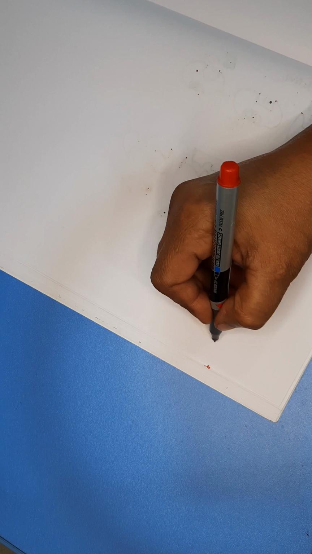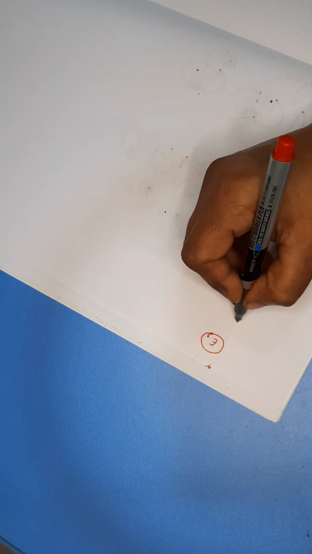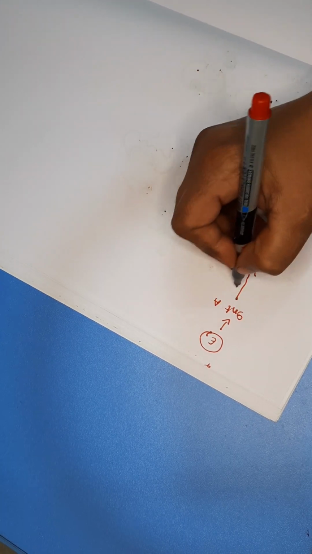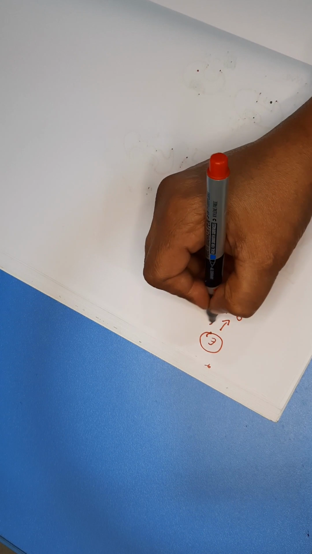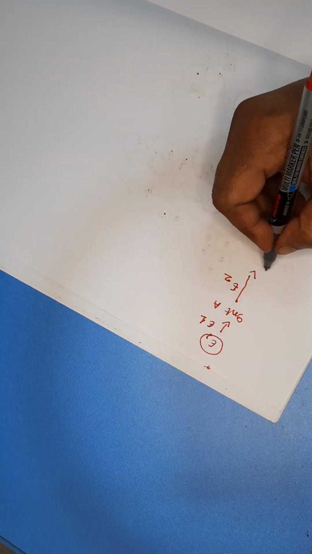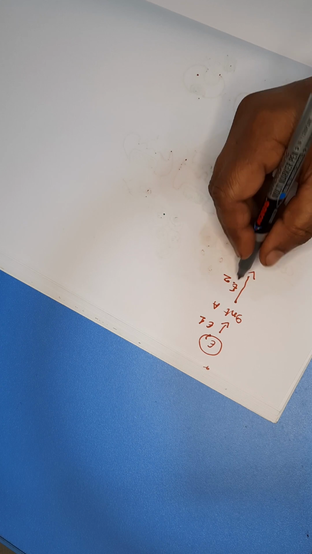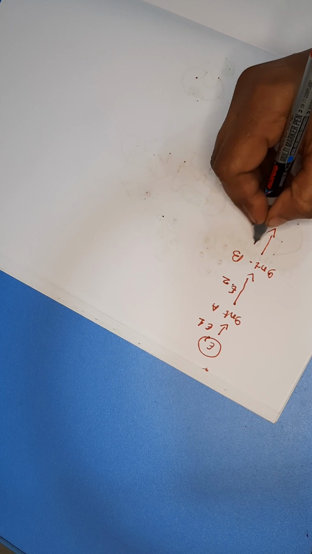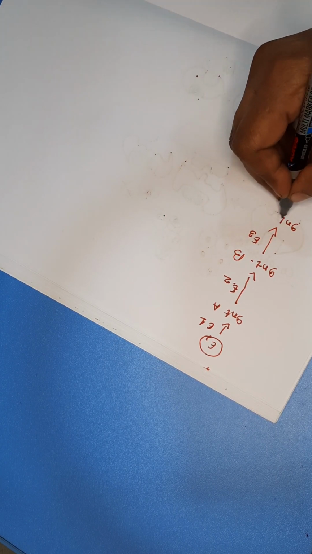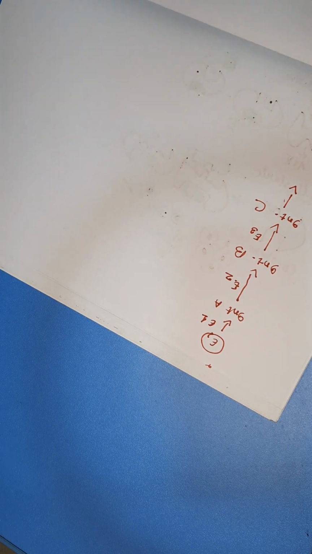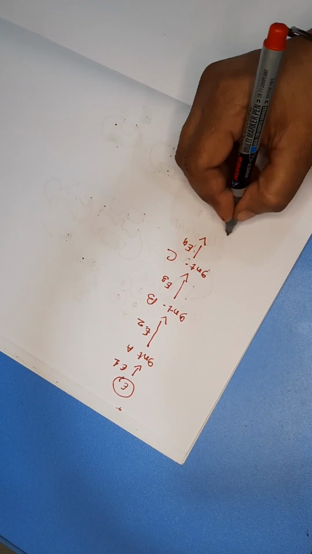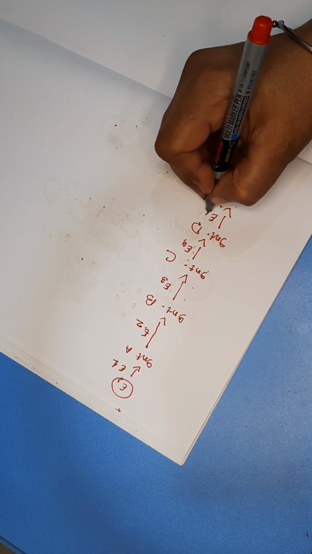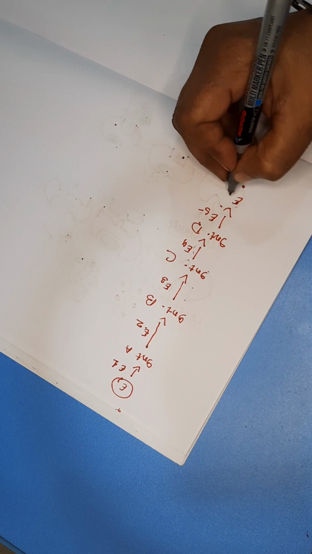Suppose there is a substrate. So this is the substrate. This will change into intermediate A in presence of enzyme 1. Intermediate A in presence of enzyme 2 will change to intermediate B. Intermediate B in presence of enzyme 3 will change to intermediate C. Intermediate C in presence of enzyme 4 will change into intermediate D, and intermediate D in presence of enzyme 5 will change into the end product.